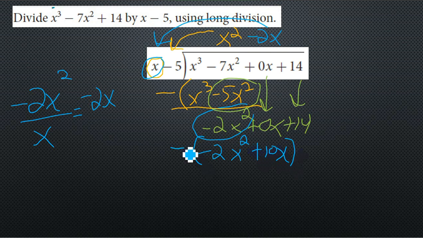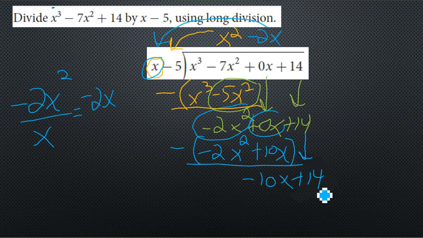And this is where students, when they first start this process, make their mistakes. Remember, your first terms will always cancel. Negative 2x squared minus negative 2x squared is really like adding 2x squared to negative 2x squared. So that cancels. And then I'm doing 0x minus 10x. So I get negative 10x there. And then I bring down the plus 14. Okay, and then we're going to repeat the process again. Let me get rid of this over here.